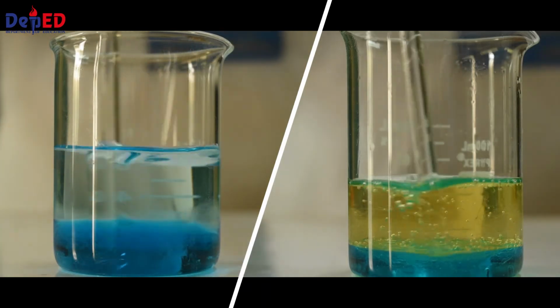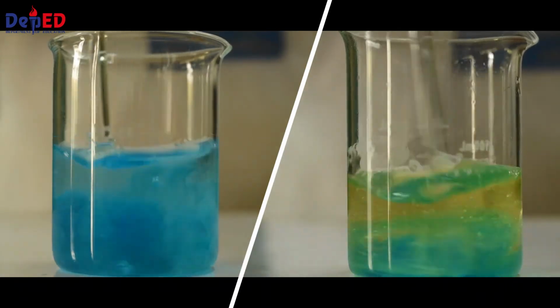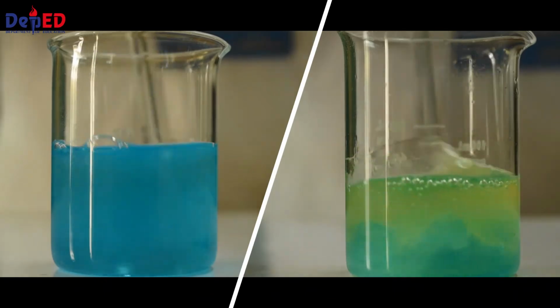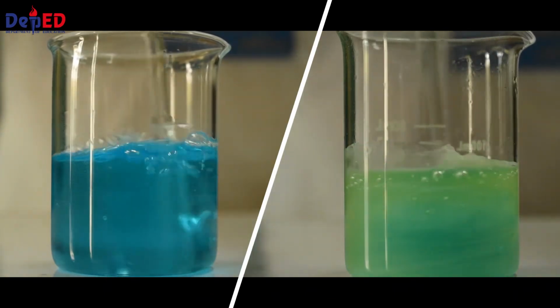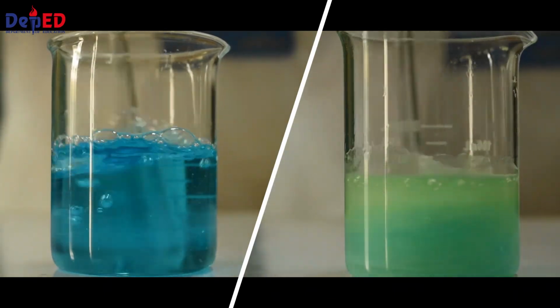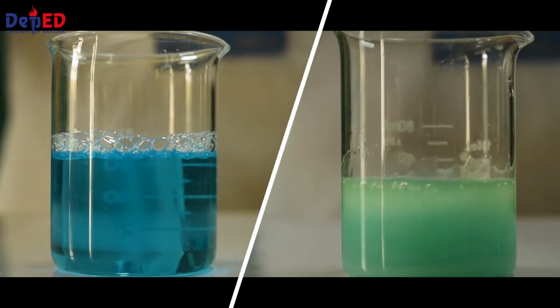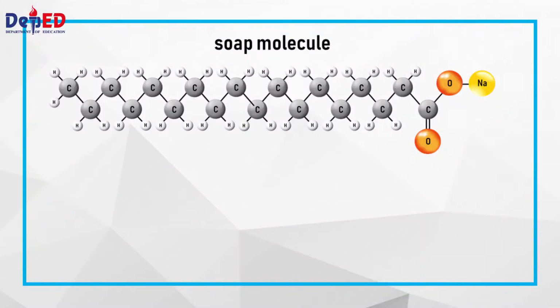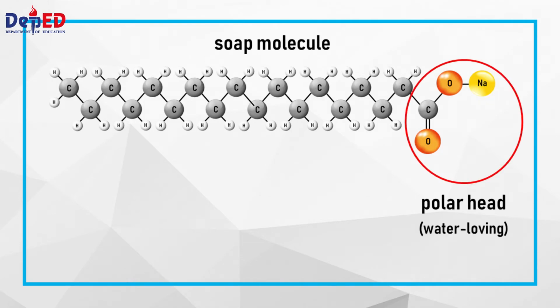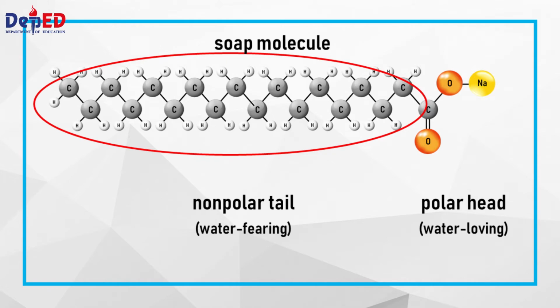Can you see something unusual about dishwashing liquid? Good observation! Soaps in general can mix with both a polar molecule and a non-polar molecule. Soaps have both a polar or water-loving tail and a non-polar or water-fearing tail. An example of a molecule that can be found in its polar tail is sodium hydroxide.